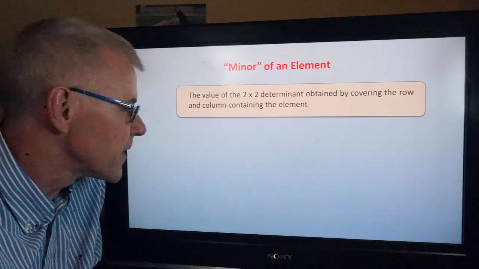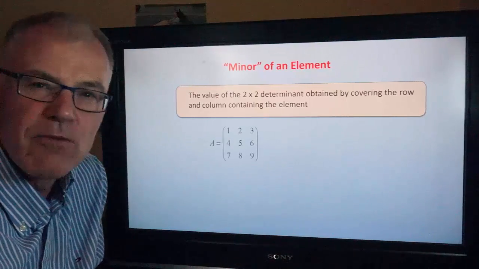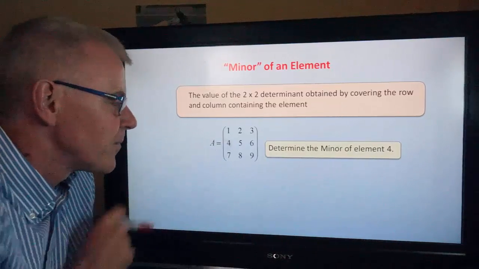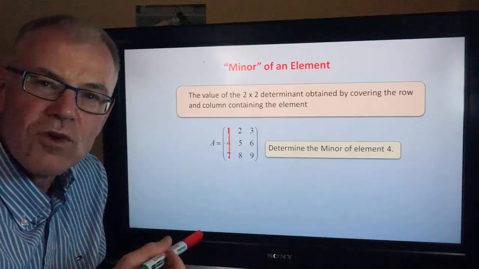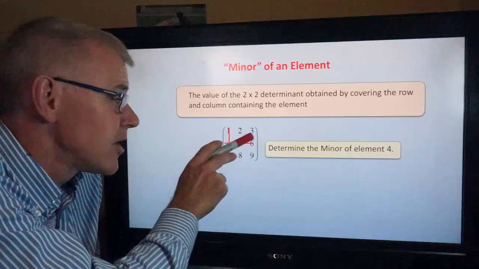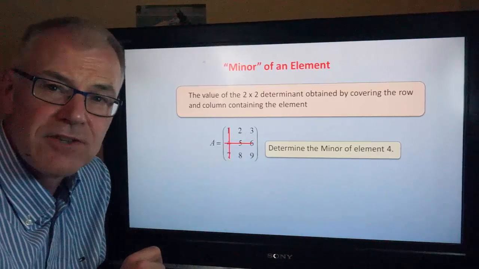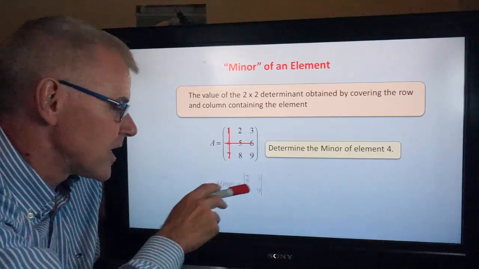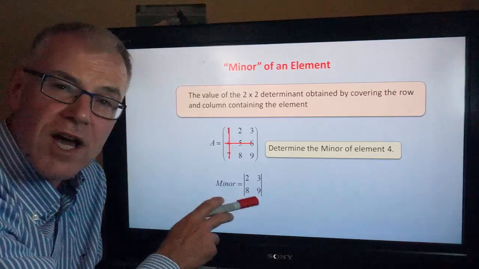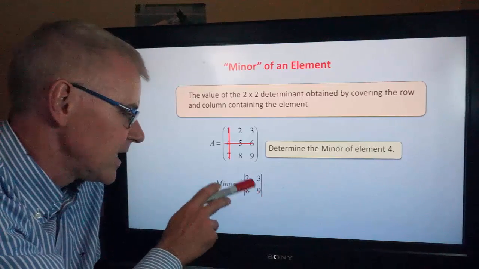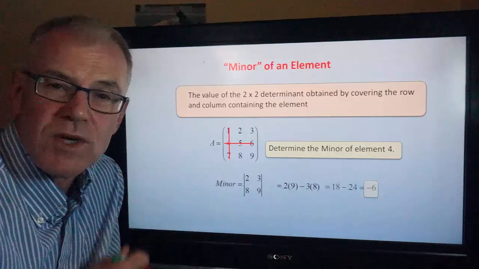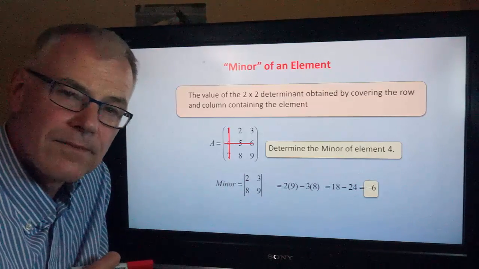So what does that mean? Let's have a look at this matrix. Let's say we were asked to determine the minor of the element 4. So what we do is we cover the row and the column containing the element 4, and we get the determinant of the remaining 2 by 2 matrix, which in this case is 2, 3, 8, 9, and we calculate the determinant by taking the difference between the product of the diagonals. So it'll be 9 times 2 minus 8 times 3, which is 18 minus 24, which is minus 6.